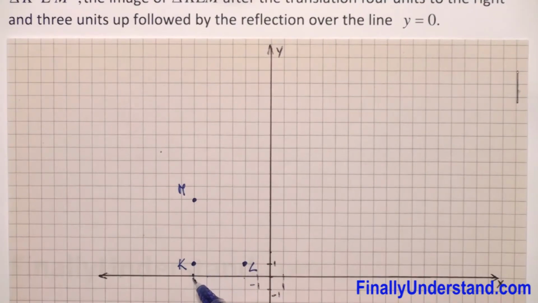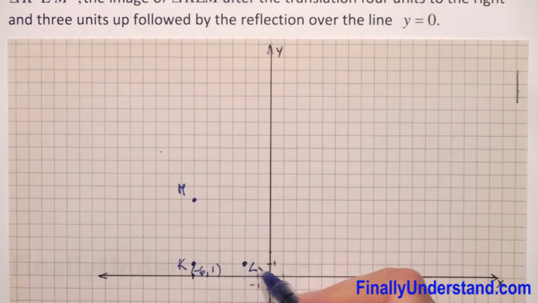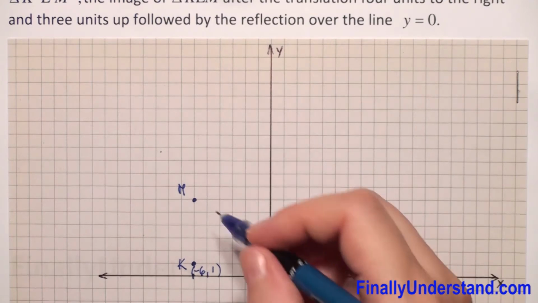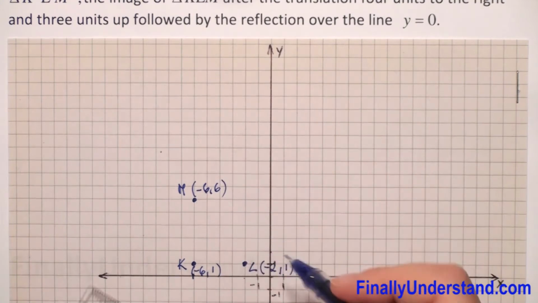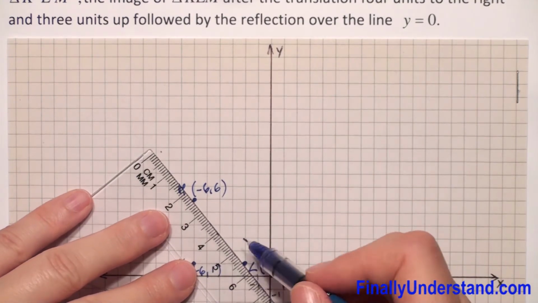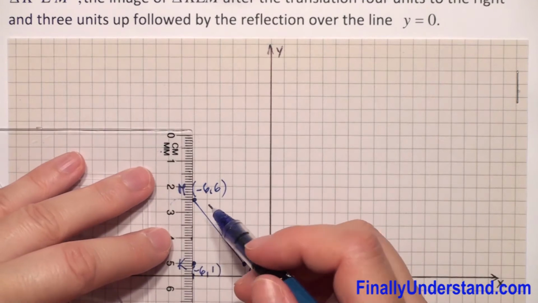Point K has coordinates (-6, 1). Point L has coordinates (-2, 1), and point M (-6, 6). This is our triangle KLM.